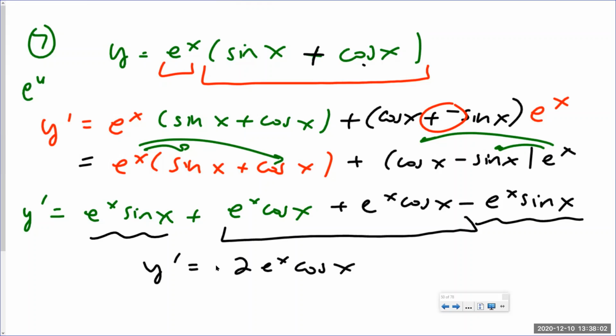Yes, that would work too. If you distribute it first, then you have two product rules, right? Yeah, and you'll get the exact, did you get the exact same answer? Yeah, it doesn't matter how you do it.